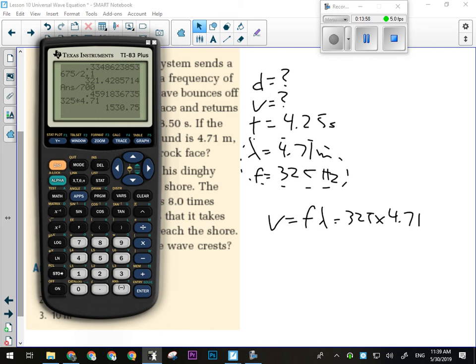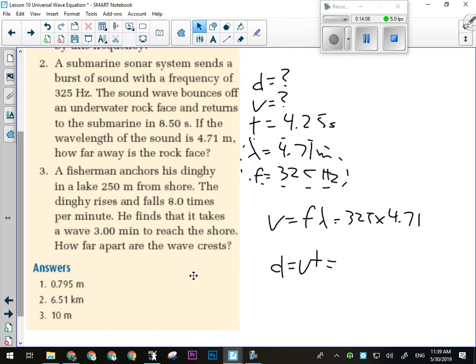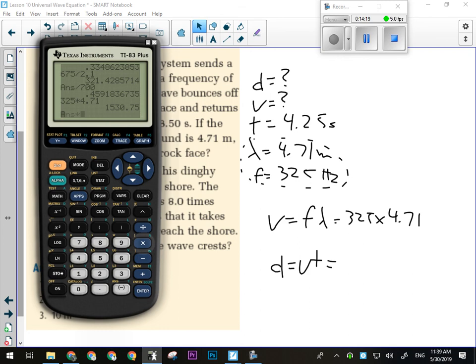Okay, so we got 1530.75 as our speed. Now we can do a V equals D over T calculation. D equals V times T, and that will get us the distance to the rock face. Again, I'm using not the total return time, but only half of it because I don't want to know how far it is there and back. I want to know how far it is just to the rock face. So I'm going to take that number there and multiply it by 4.25.